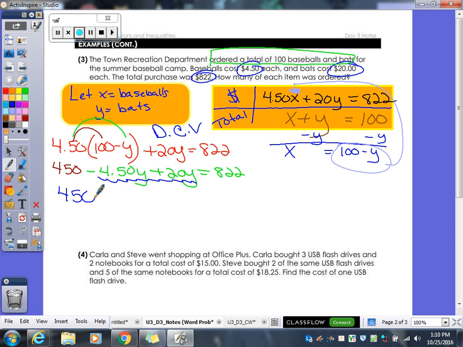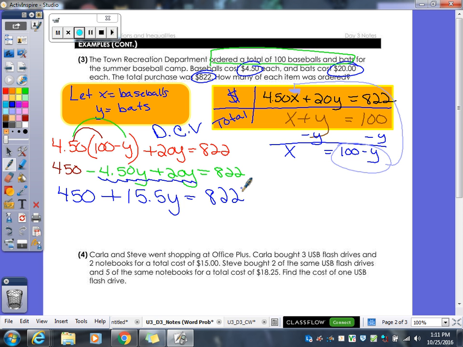So I want someone to do this in your calculator. Negative 4.50Y plus 20Y. And tell me what that is. Negative 4.50 plus 20. It's 15.5. 15.5Y equals 822.